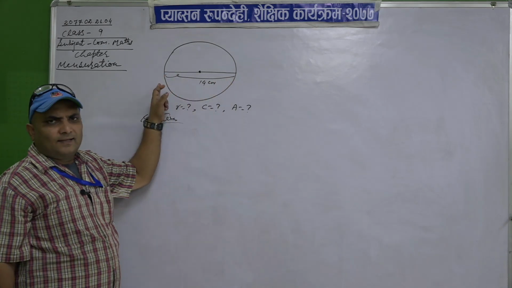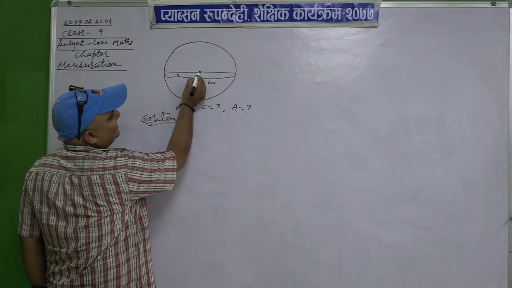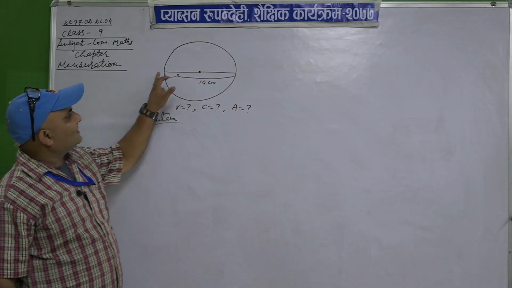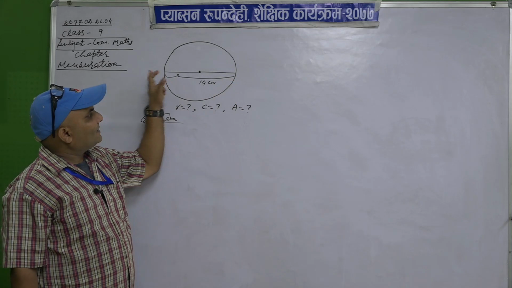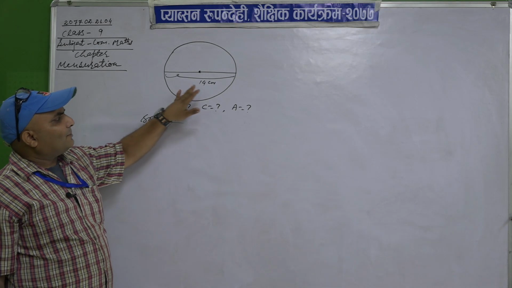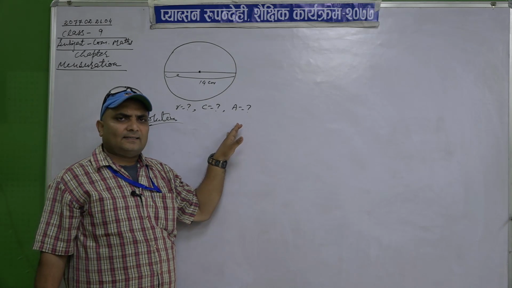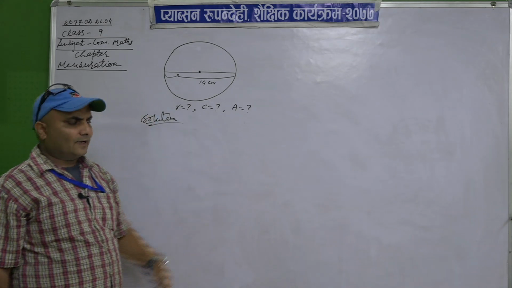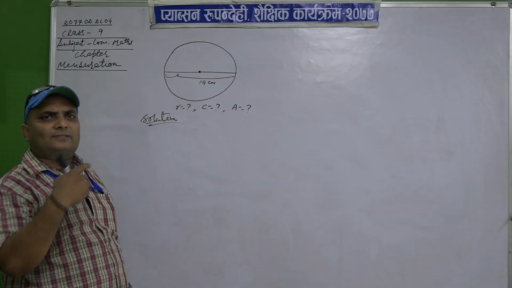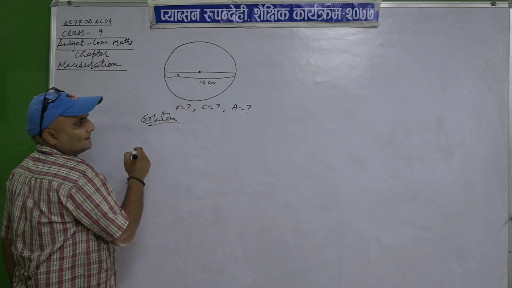What is this line? We have already discussed this line. A chord which passes through the center of the circle is called a diameter. So, it is a diameter of the circle. The diameter is given as 14 centimeter. The question is, if the diameter of the circle is 14 centimeter, then find its radius, circumference and area. First of all, you recognize which line is what, which is radius or diameter, or circumference or area. Here in this question, the diameter is given.